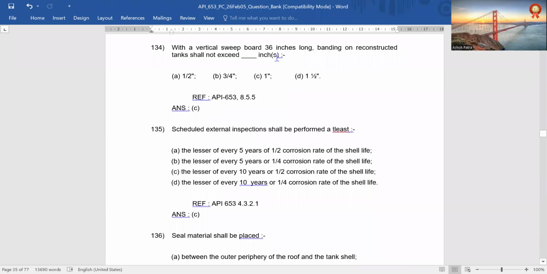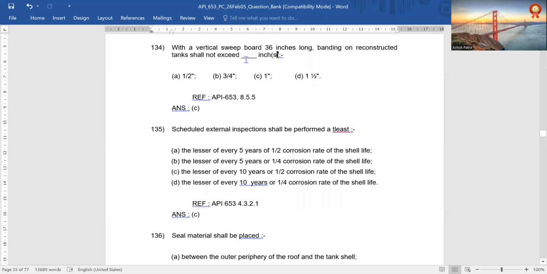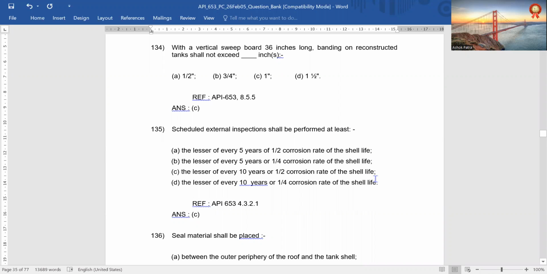With a vertical sweep board 36 inches long, banding on reconstructed tanks shall not exceed 1 inch. Scheduled external inspection shall be performed at least the lesser of every 5 years or one-quarter corrosion rate of the shell life.